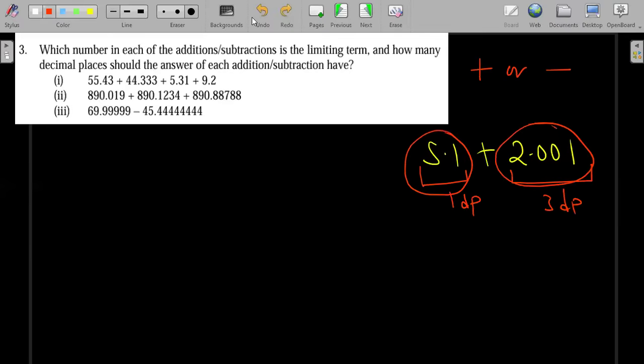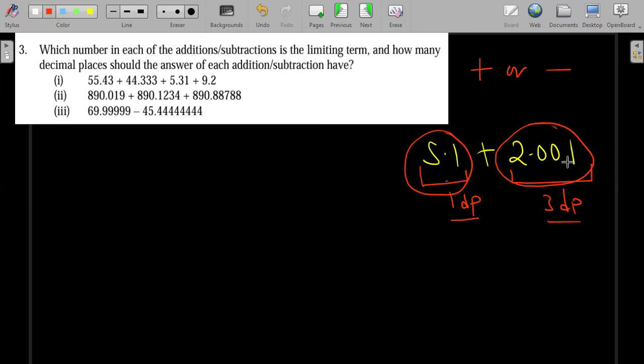All right. I was saying that when you're adding or subtracting two numbers that have different numbers of significant figures, or different numbers of decimal places, the final answer should have the same number of decimal places as the number that had the least number of decimal places among the numbers that we are adding. I gave an example here: I have 5.1 plus 2.001. This 5.1 has 1 decimal place, and this 2.001 has 3 decimal places.